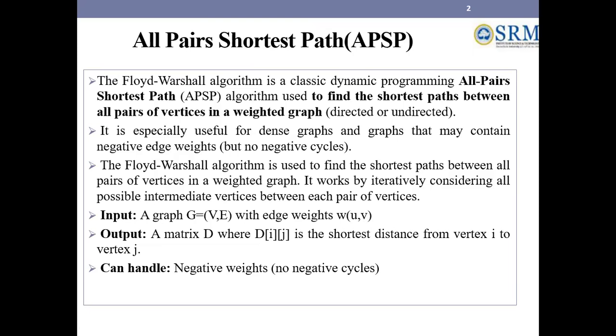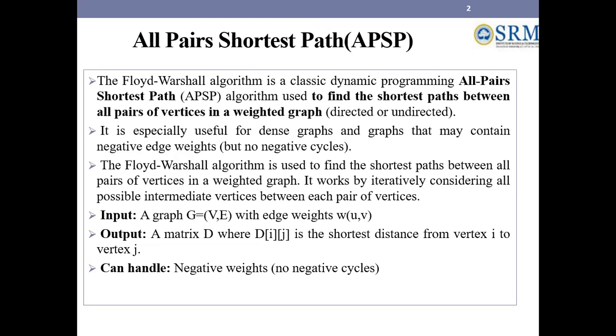The Floyd-Warshall algorithm is used to find shortest path between every pair of vertices in a graph. How does it work? It works iteratively by considering all possible intermediate vertices between each pair of vertices. So we take a pair of vertices, then take all the vertices as intermediate between the two vertices, find the shortest path using the intermediate node, and the one which has minimum cost is the shortest path.